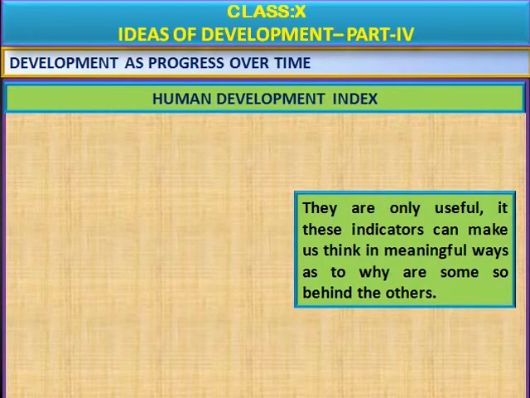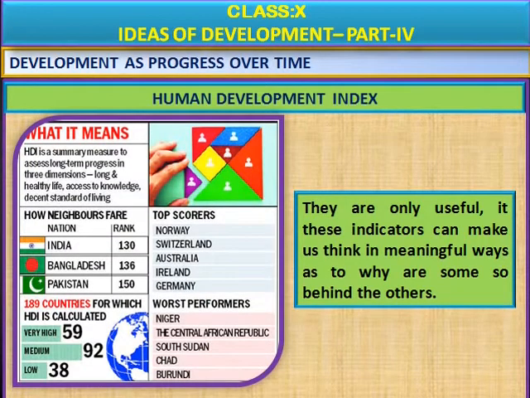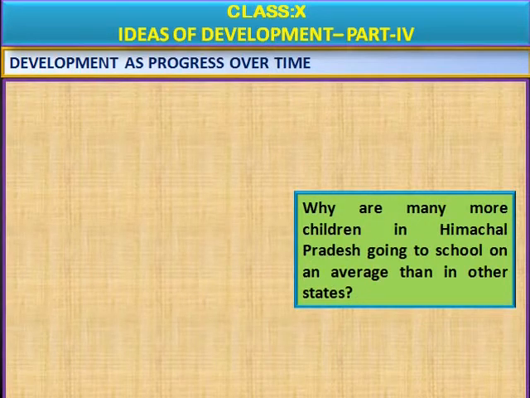Remember, comparison and ranks have little use by themselves. They are only useful if these indicators can make us think in meaningful ways as to why some are so far behind the others. Low performance on any of the human development indicators is a sign that certain aspects of people's lives need more attention. We should ask, why are some ahead of others?